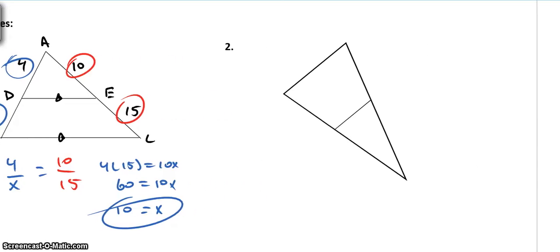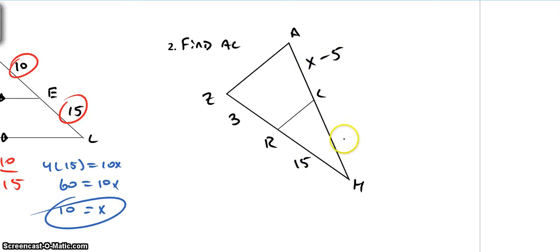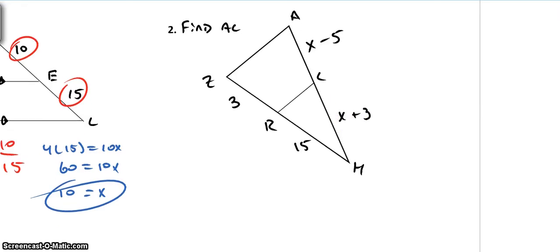Alright, so number 2. Let's set this guy up. The directions are going to say find AC. So we want to find the length of AC. We're going to call this ZACHR. And R is going to be 3. AC is going to be x minus 5. RH is 15. CH is x plus 3. Okay, and of course we are given my parallel lines.